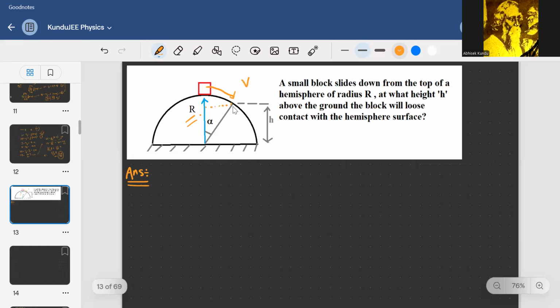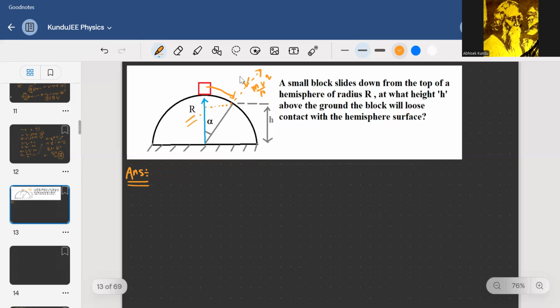So at this point the block will have centrifugal acceleration directed radially outward. The centrifugal acceleration will act outward. So what is the centrifugal force acting on the body? It is m v square by r.